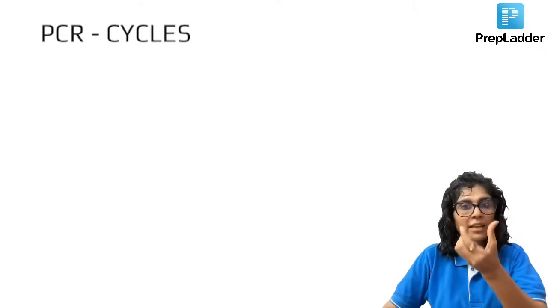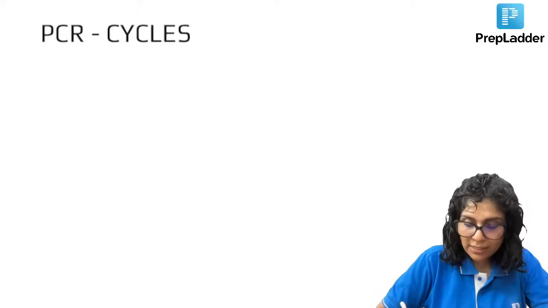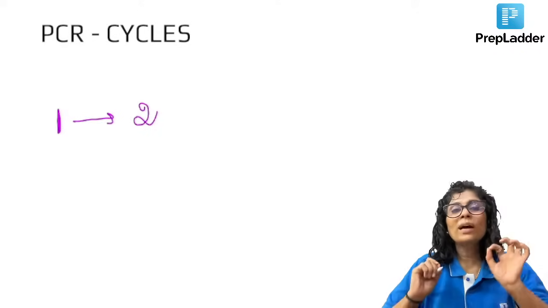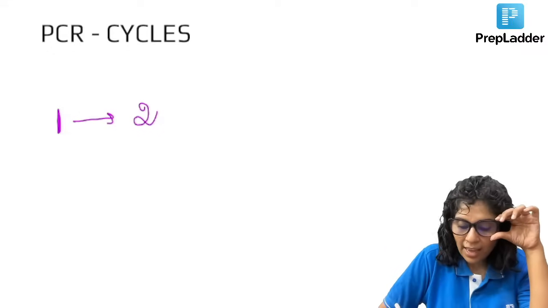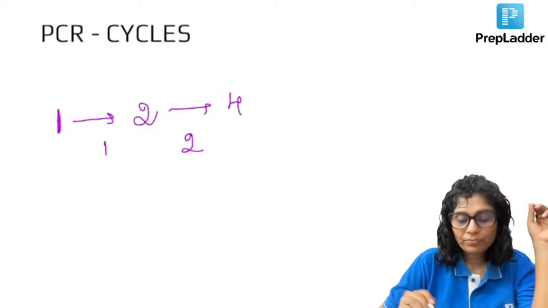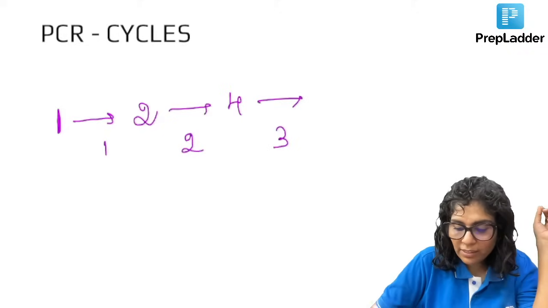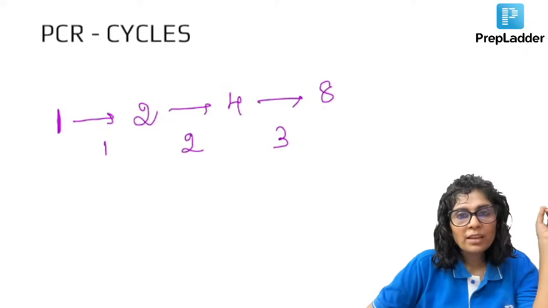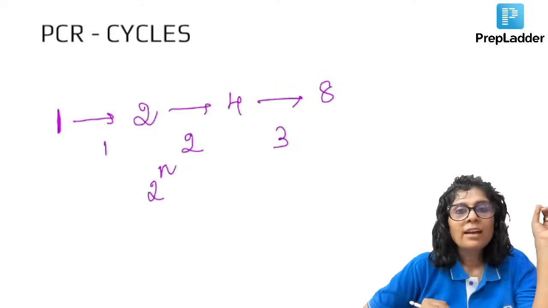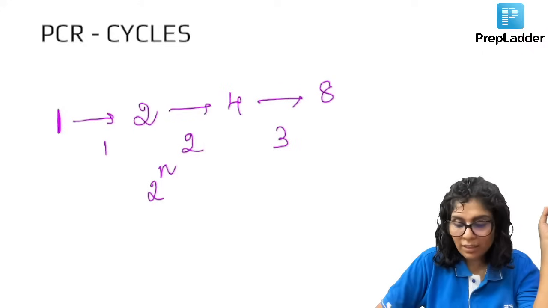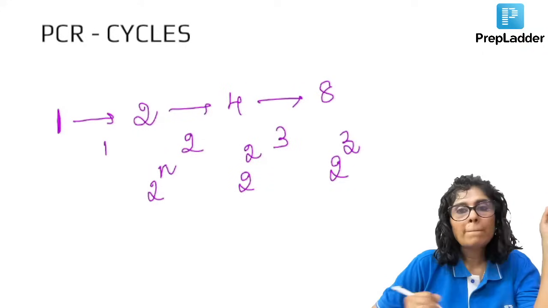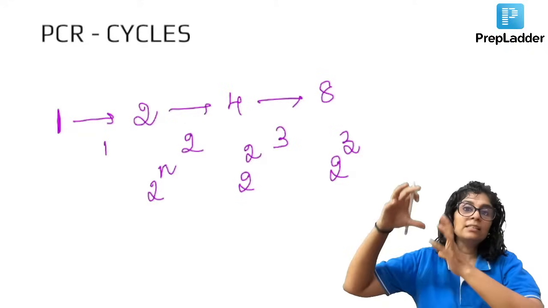So now, about cycles of PCR. This is one cycle. So at the end of one cycle, from one template, you get two products. At the end of the second cycle, from 2, you get 4. At the end of the third cycle, you get 8. So do you see that it is 2 to the power of n, where n is the number of cycles? 2 to the power of 2 is 4, 2 to the power of 3 is 8. So in every cycle, it gets doubled.